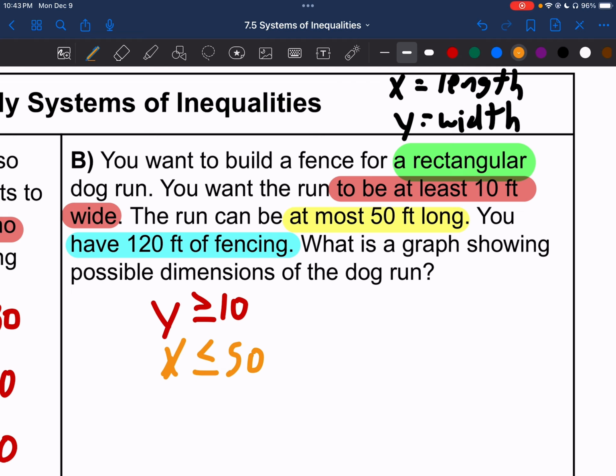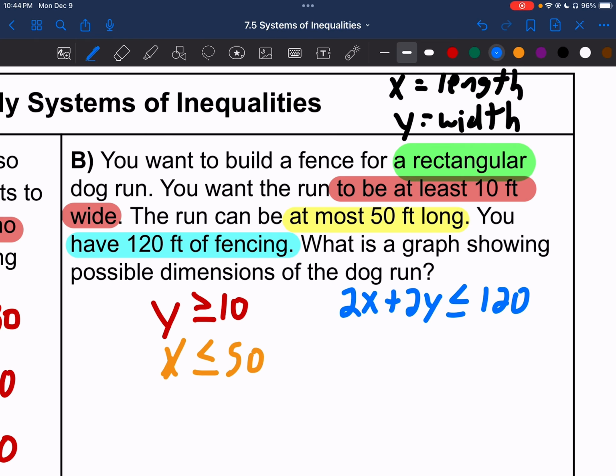All right, and we're told we have 120 feet of fencing. So 2 times the length plus 2 times the width has to be less than or equal to 120. That's our formula for perimeter: 2 times the length, 2 times the width, right? If you think about it, it's x plus y plus y. So that's where we get the 2 times for both of those. And that has to be less than or equal to 120 because that's all the fencing that we have.